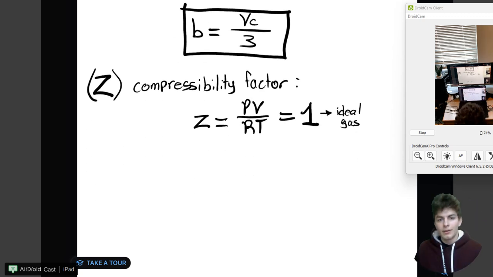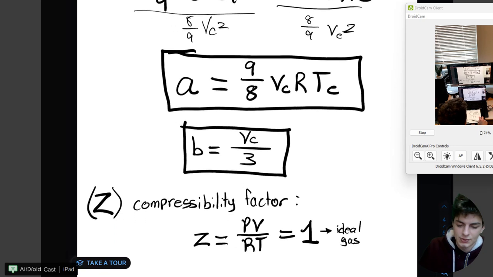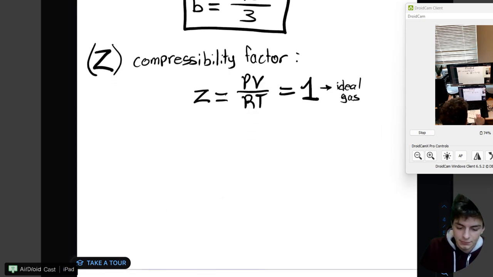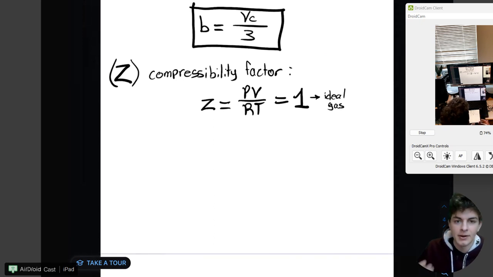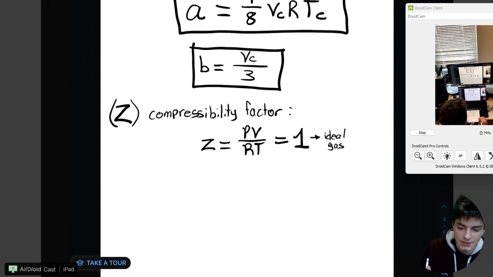However, using our new terms for A and B, we can now solve for this ratio for any actual substance at its critical point. Hence why the critical point is so relevant to us. So let's go ahead and do that. We're basically going to write our van der Waals equation of state, except this time we are going to substitute in our A and B terms here. So let's do this.